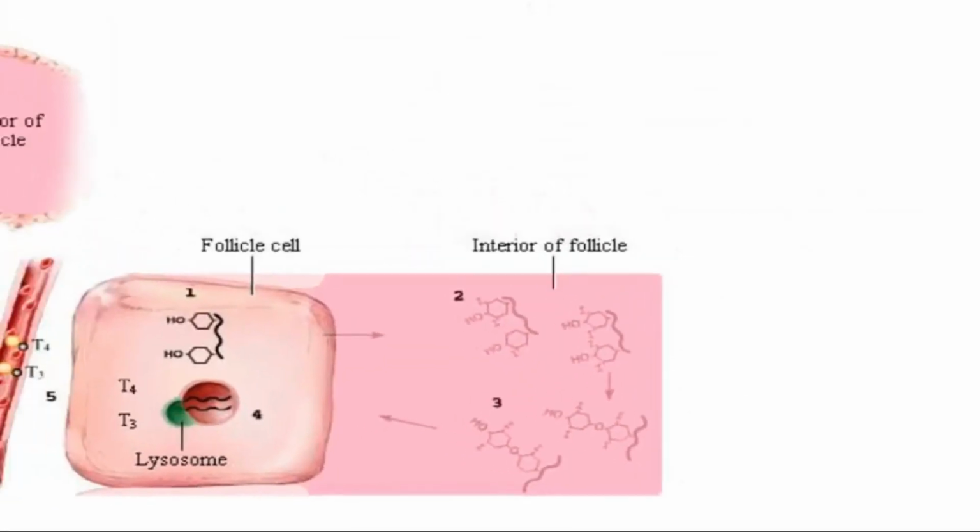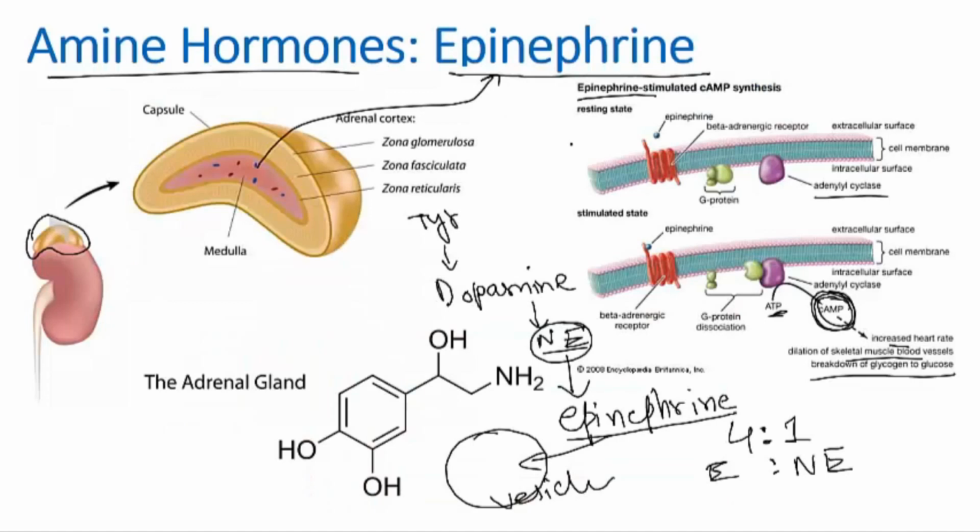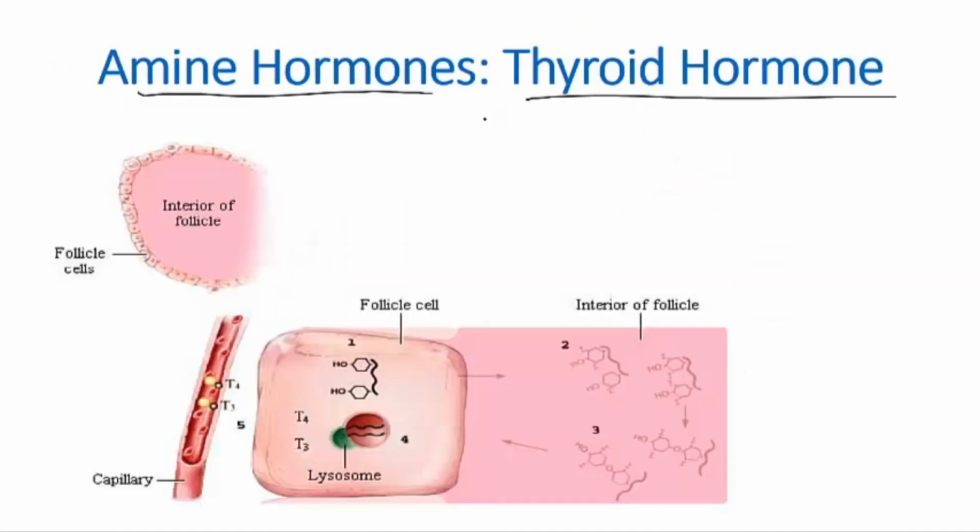Now let's look at another type of amine hormones, that is thyroid. It's a little different. We talked earlier about epinephrine and norepinephrine, which are water soluble, but thyroid hormone is lipid soluble. The mechanism of thyroid hormone production is listed in this picture below. Two to three months worth of thyroid hormone can be stored inside the follicles of the thyroid gland, and they are designed in a way that they can store those thyroid hormones inside.